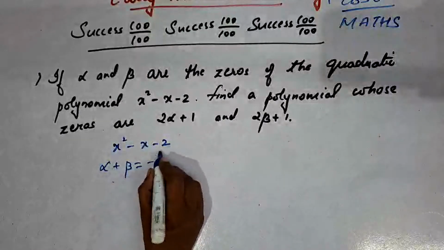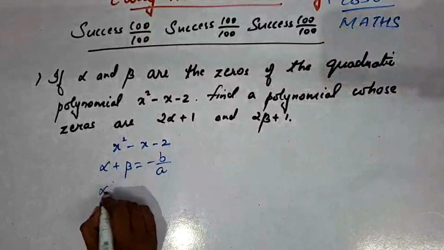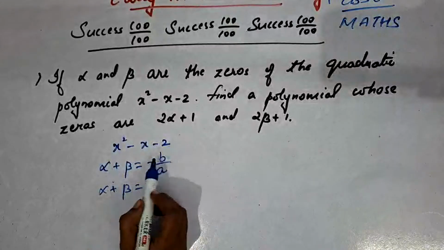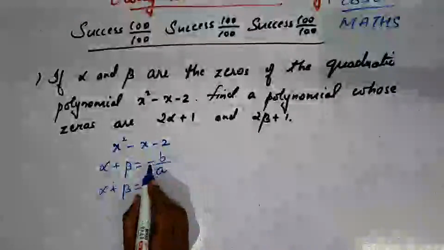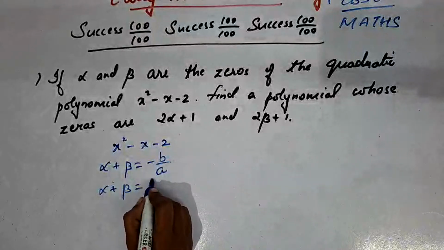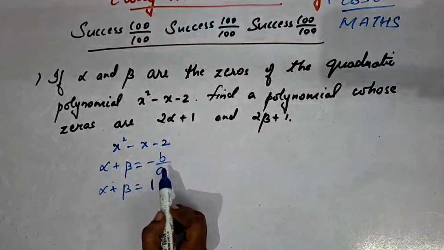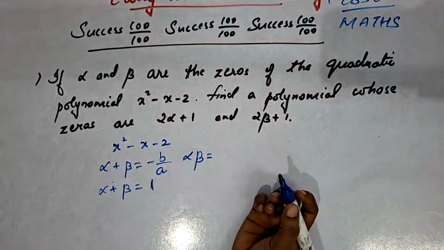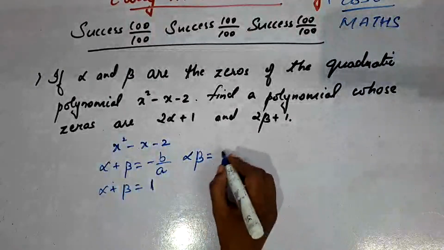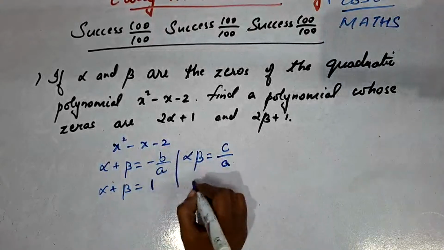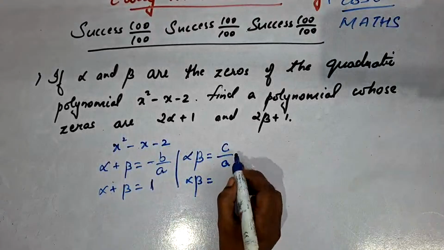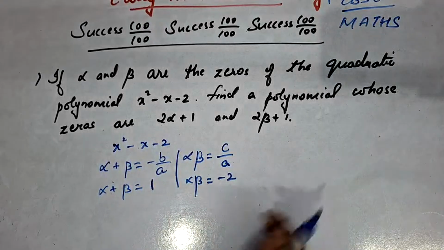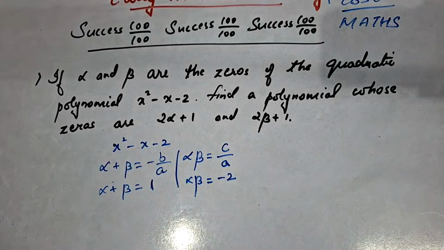Alpha plus beta is minus b by a. Therefore, alpha plus beta is minus, b value is minus 1. So, minus into minus is plus 1, divided by a value, which is also 1. Next is the product, that is alpha beta. Alpha beta is c by a. Therefore, alpha beta is equal to c value, minus 2, divided by 1.